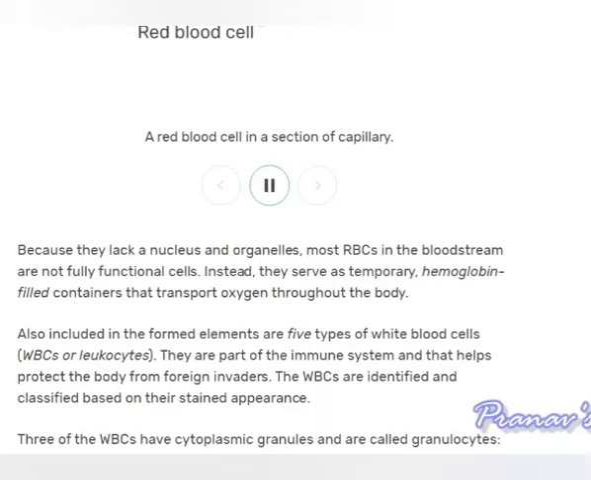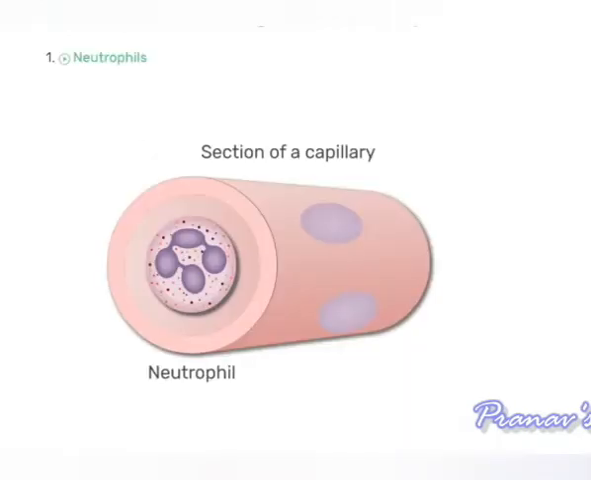Also included in the formed elements are 5 types of white blood cells. They are also known as leukocytes. They are part of the immune system and help protect the body from foreign invaders. There are 5 types of WBCs, out of which 3 are granulocytes because their cytoplasm contains granules.